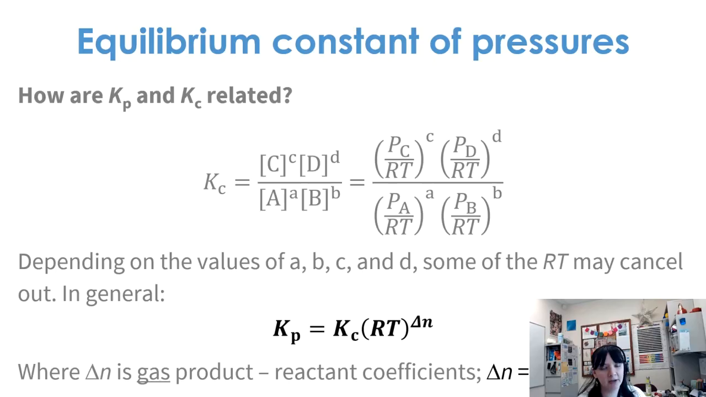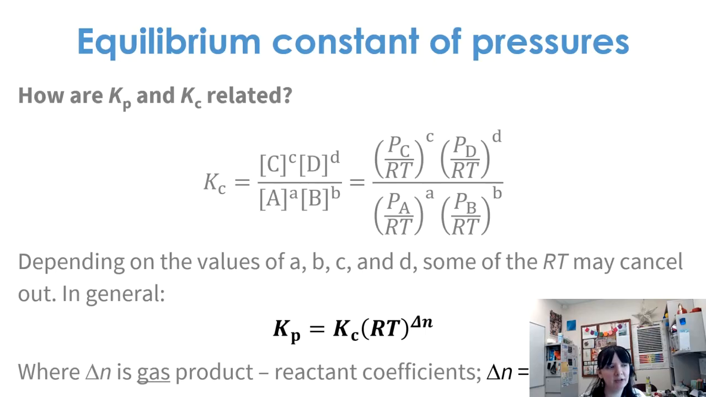Now this power we define here as delta N. Delta N refers to the difference in the molar coefficients between our products and our reactants. So whatever the sum is of our molar coefficients, say for C and D, we take the product coefficients minus the reactant coefficients. That's the delta N that we see here in this equation. This equation is very helpful for converting between equilibrium constants of pressures and equilibrium constants of concentration, seeing how that changes depending on how much our molar coefficients vary.